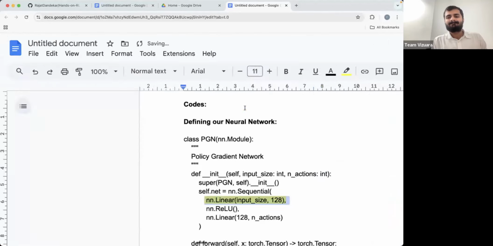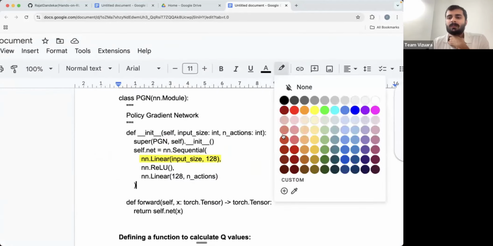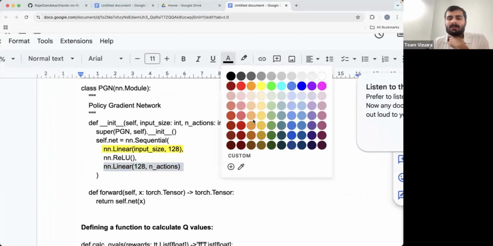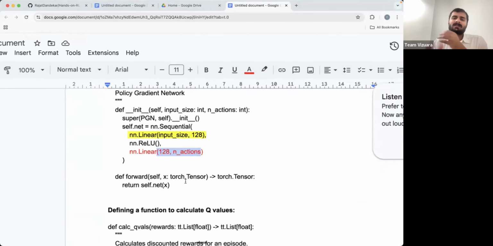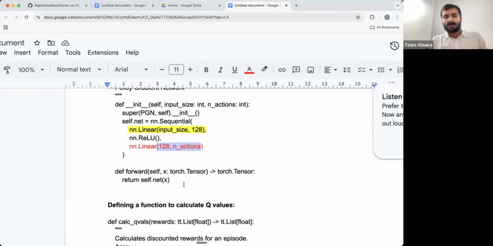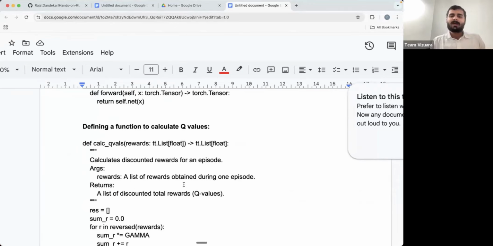Okay, so this is the first layer which transforms from the input layer to the hidden layer. Then there is the ReLU activation function, and then from the hidden layer we map it to the actions of my network. Okay, so I'll just maybe highlight it in a different color so that you're able to understand it. So this is the input to hidden transformation, and this is the hidden to the action transformation. So it's a simple neural network which we are going to work with: an input layer, hidden layer, and output layer.